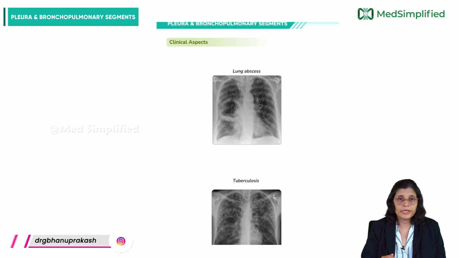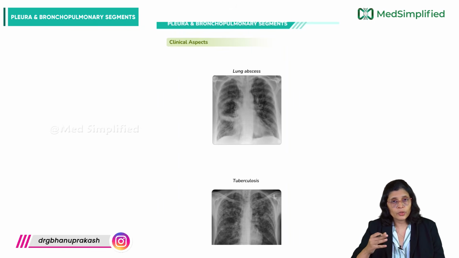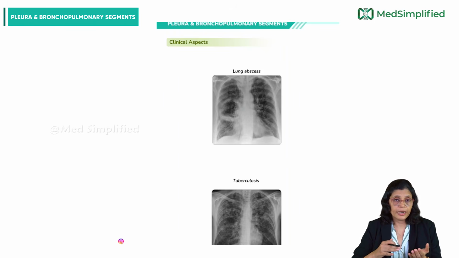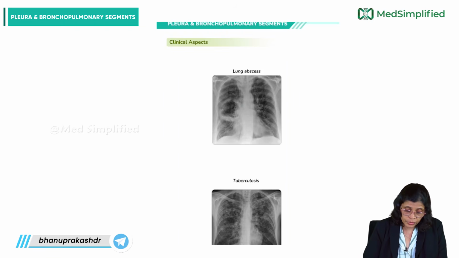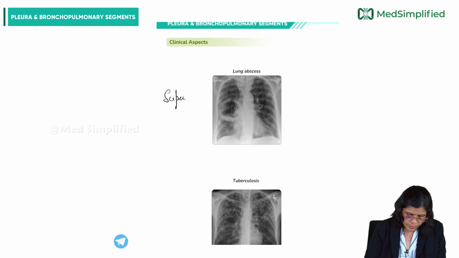It is more commonly seen in the apical or superior segment of the inferior lobe, because that becomes the most dependent part, and so the pus collection will be more in that apical part. So abscesses we will see more in the superior or apical segment.